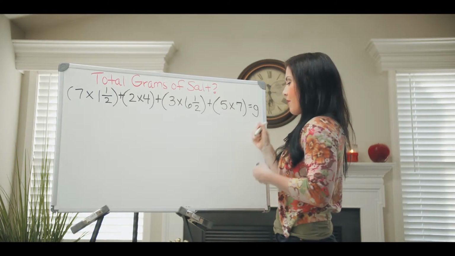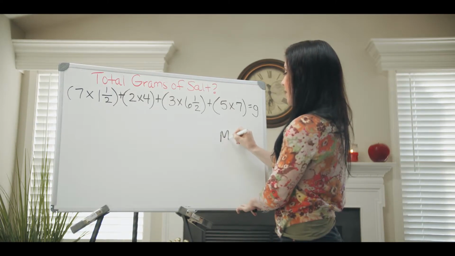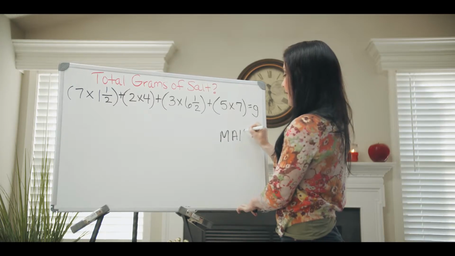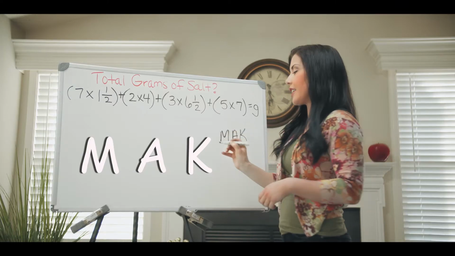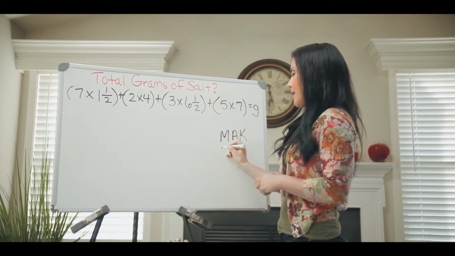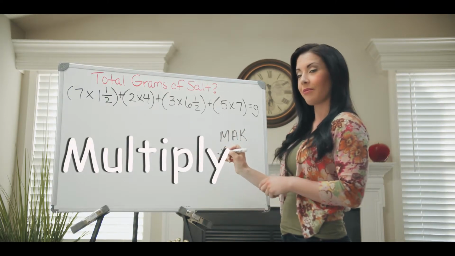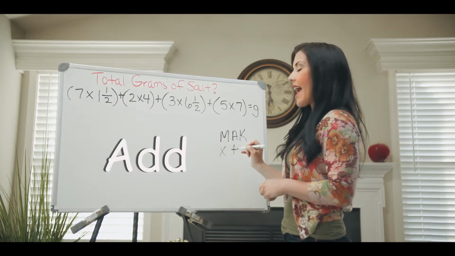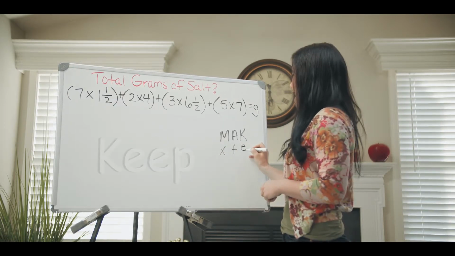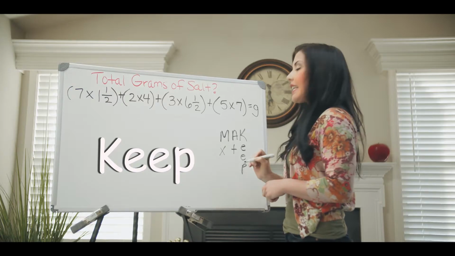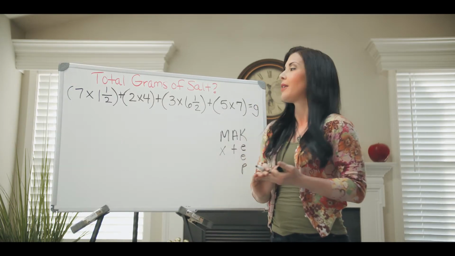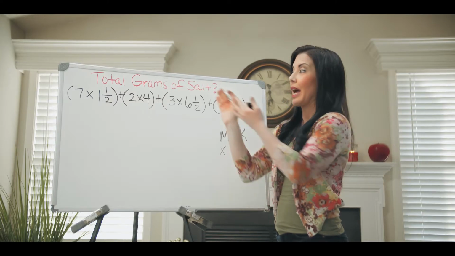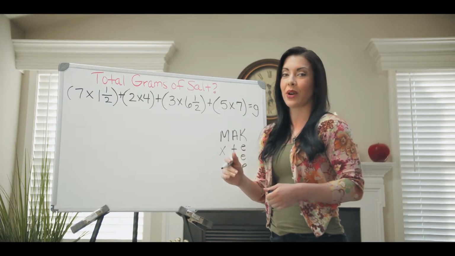We have to do something called MAC. Go ahead, say it. MAC, very good. That stands for multiply, add, and keep. Okay? Multiply, add, keep. So I'll show you what that means when I apply it to the first set of parentheses.